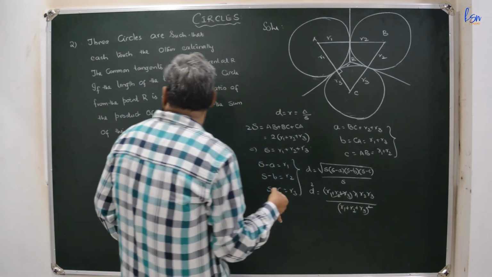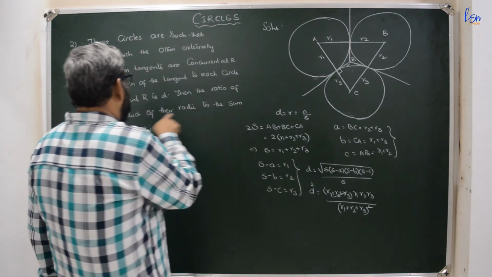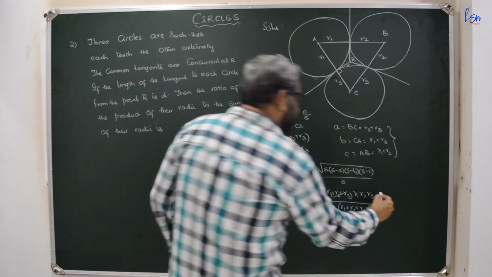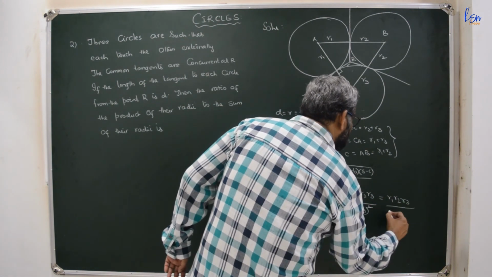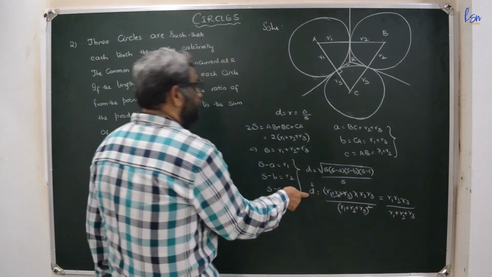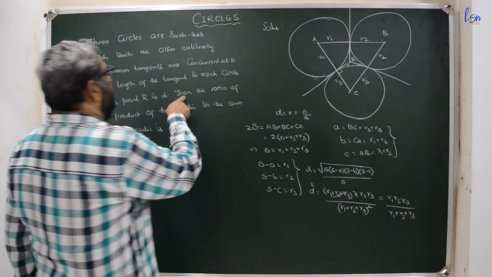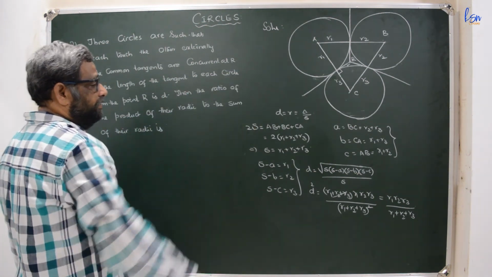This will be cancelled. It is asked to find out the ratio of the product of their radii to the sum of their radii. That is R1 R2 R3 by R1 plus R2 plus R3 is the required one, that is equal to D square, where D is the length of the tangent from R to each circle. So this is the answer.